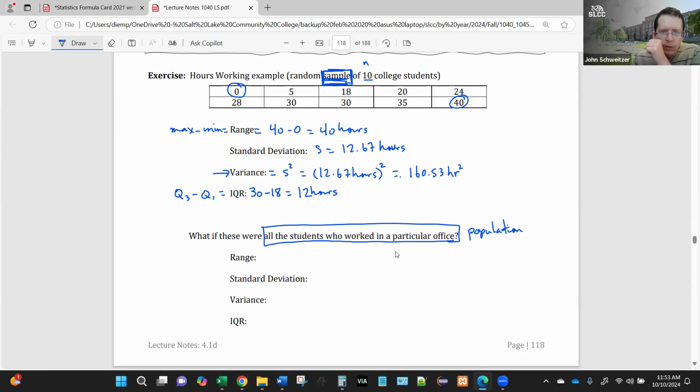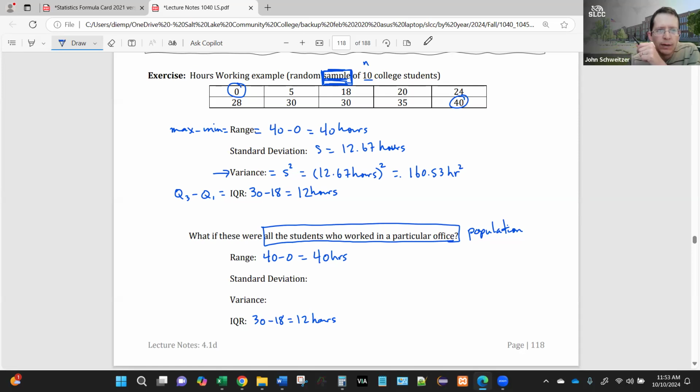Well, some of them wouldn't change at all. The range is still going to be 40 minus 0, which is 40 hours. The IQR is still 30 minus 18 equals 12 hours. So those two aren't going to be affected, but standard deviation will be affected.